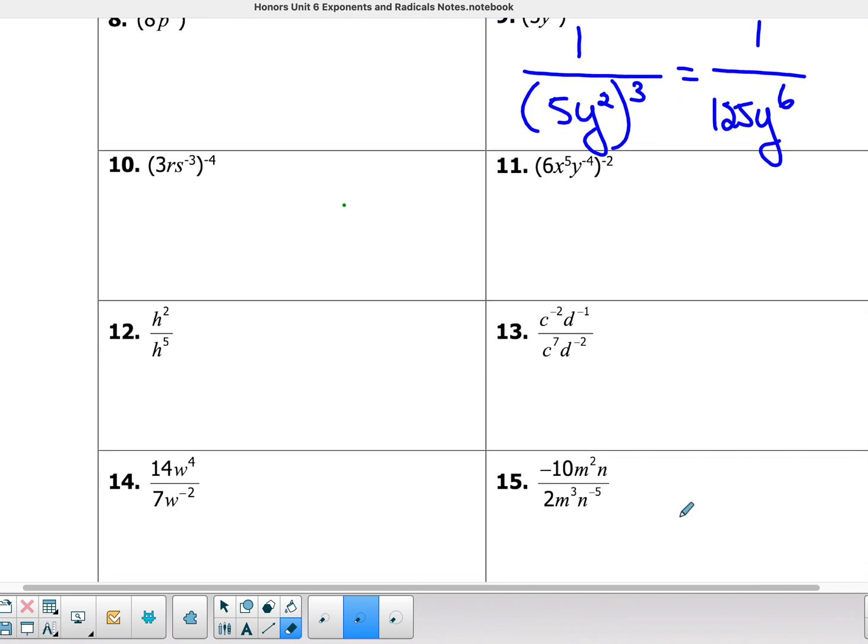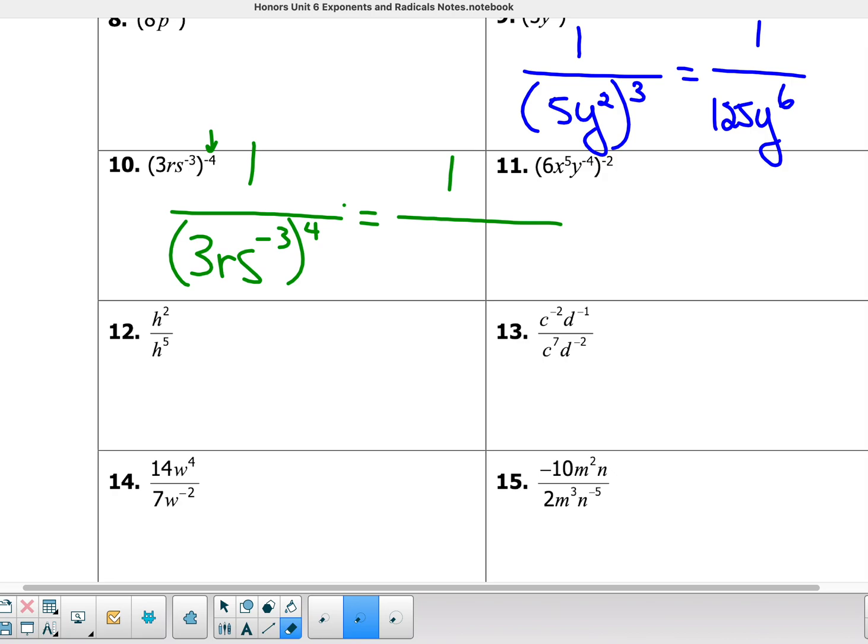So in number 10, I've got the negative inside the parentheses, and it's tempting if I choose to write it like this, which is the way that I would prefer to do it. I'm going to bring this entire expression to the other side of the fraction bar, and the reason for that move is to make the 4 on the outside positive. And then I'm going to apply this one at a time to each member inside the parentheses. So 1 remains, and I'm going to raise 3 to the power of 4, which is 81.